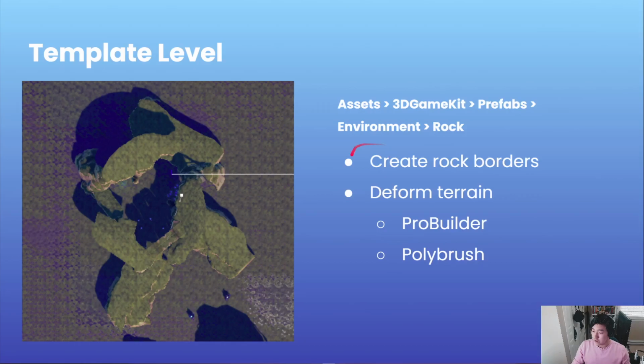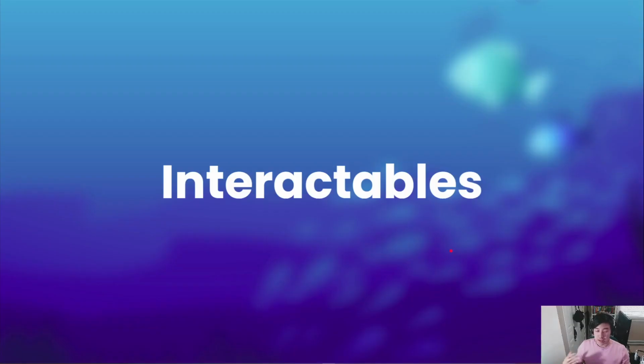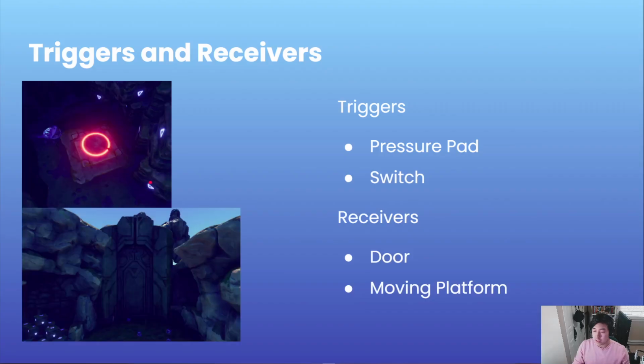We've gone through, we've created our rock borders, we've deformed the terrain with ProBuilder and Polybrush, and that's all we need to do to set up our template level. So now let's get on to building some interactables into our game. There are two types that we'll be using today: triggers and receivers. A trigger is something that calls a command on an object, in this case like a pressure pad or a switch. And then a receiver is something that takes in that input and does something, so that would be a door or a moving platform, right?